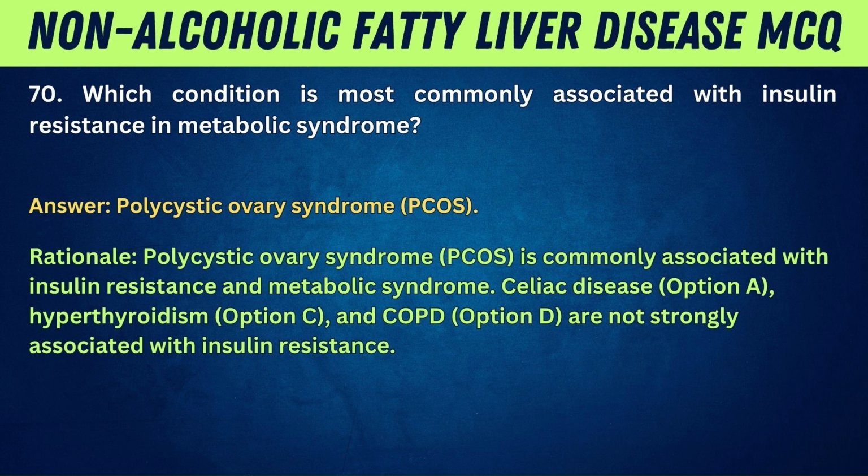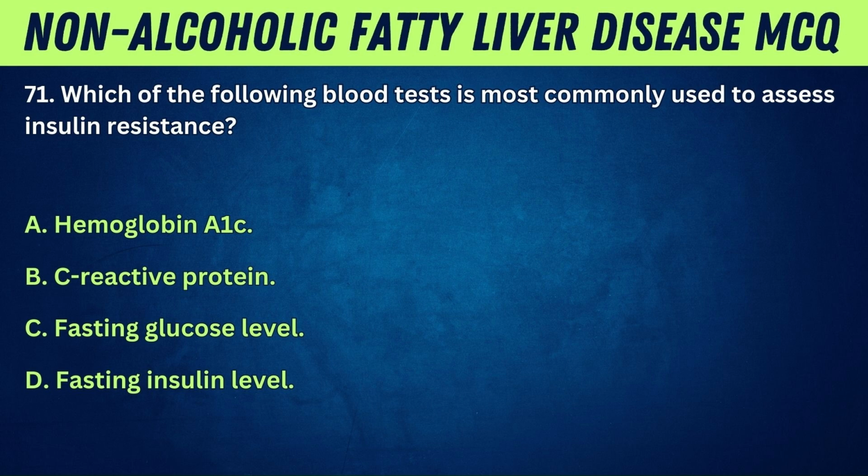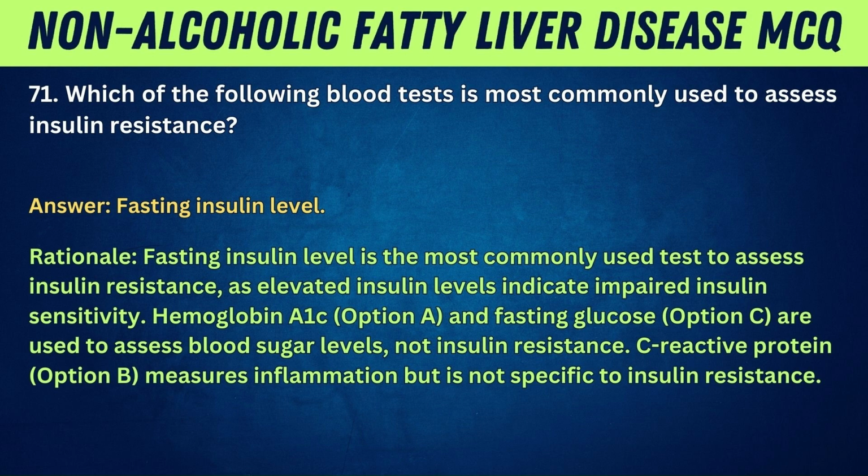Rationale: polycystic ovary syndrome, PCOS, is commonly associated with insulin resistance and metabolic syndrome. Celiac disease, option A, hyperthyroidism, option C, and COPD, option D, are not strongly associated with insulin resistance. 71. Which of the following blood tests is most commonly used to assess insulin resistance? A. Hemoglobin A1C. B. C-reactive protein. C. Fasting glucose level. D. Fasting insulin level. Answer: fasting insulin level.